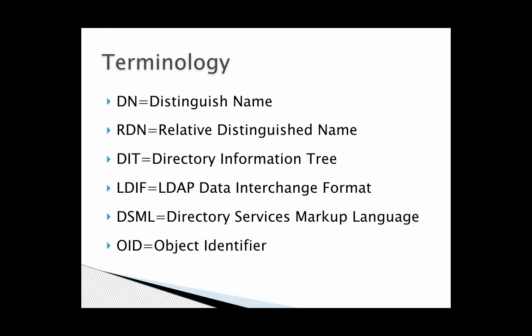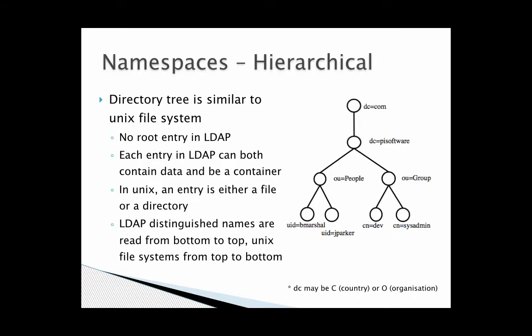Anyway, relative distinguished name is the name that you have relative to where you're sitting, and we'll see this in the hierarchy, right? DIT is the full tree, directory information tree. So this is the structure that we have. And then we have LDIF, which is a particular type of format, DSML, which is another markup language format, not used as much, and OID, which is your object identifier. Okay, so probably easier to see on one of the next ones.